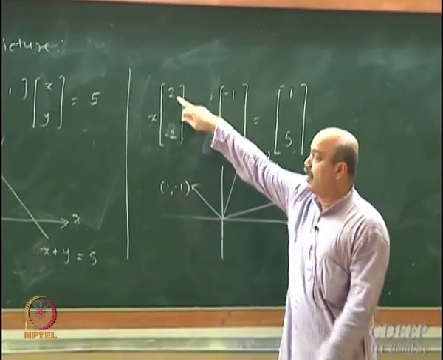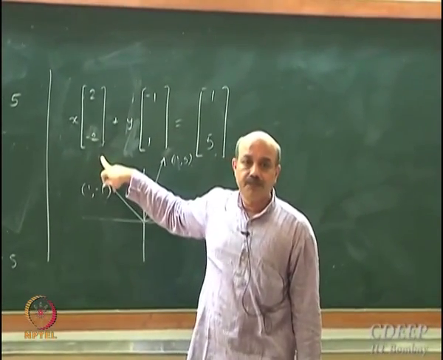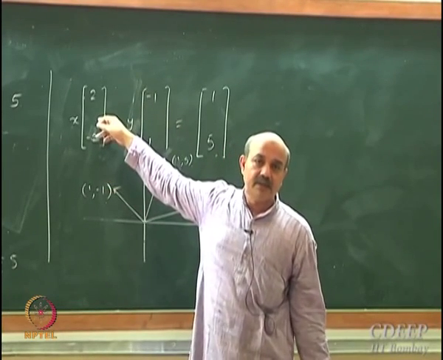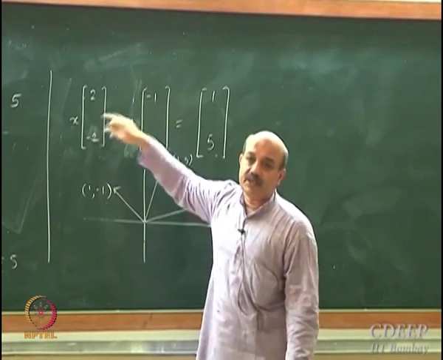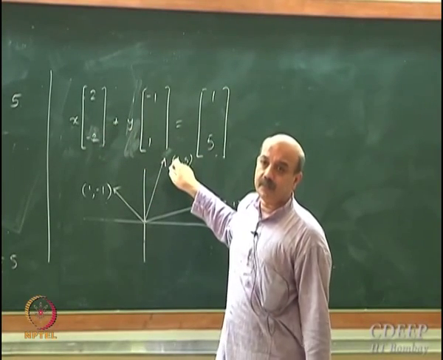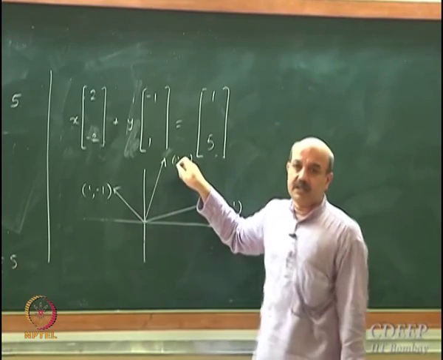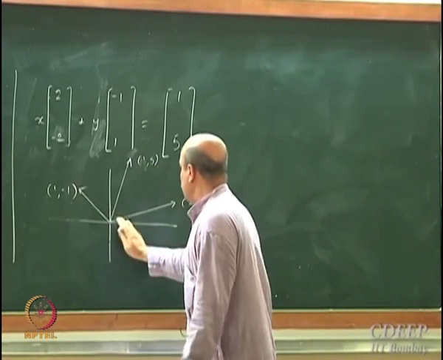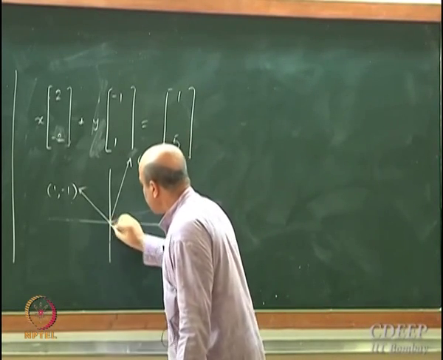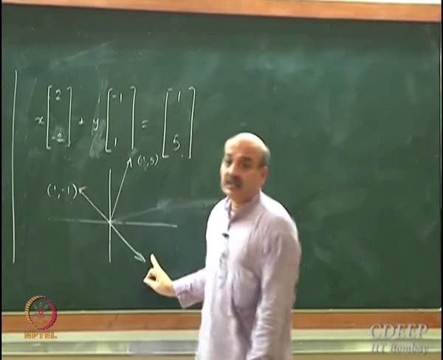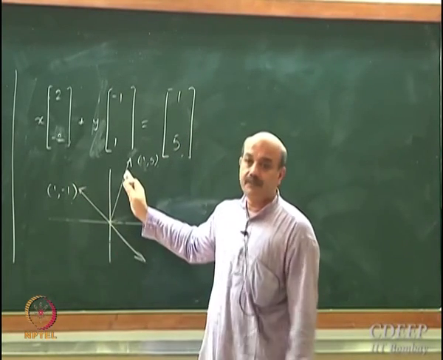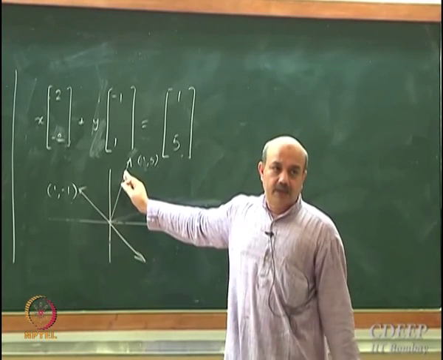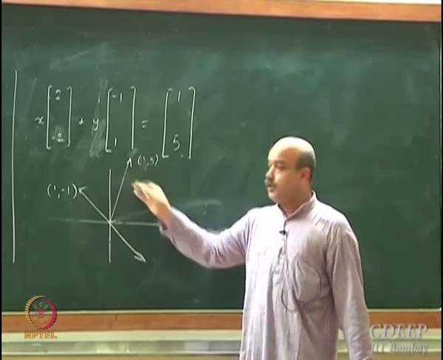Suppose I change this equation to 2 minus 2. What is the trouble? These two are vectors in the same direction. No linear combination of these two vectors can ever give me 1, 5. So the column picture would say that equation doesn't have a solution. That is because you have two vectors which are aligned along the same direction. There is no linear combination which is ever going to give me this vector.